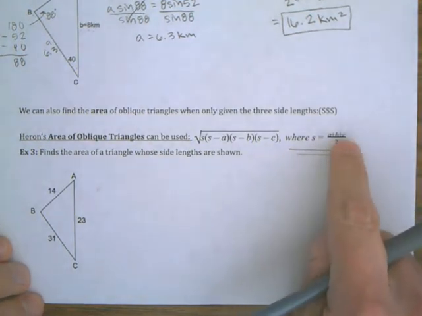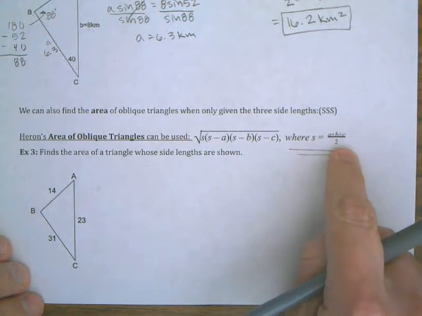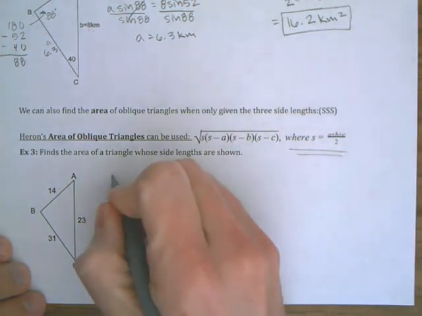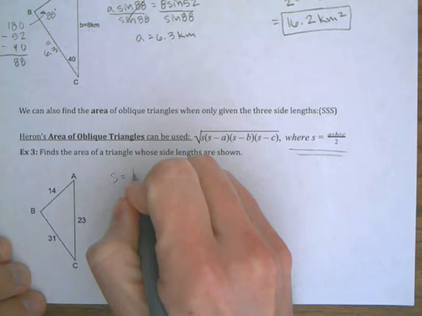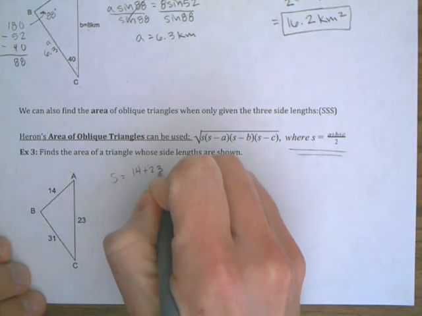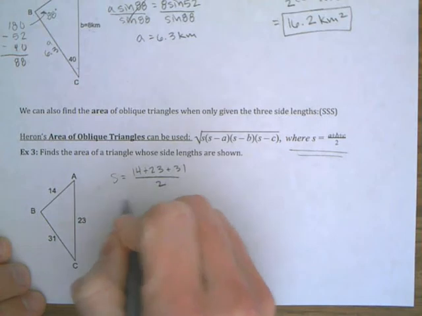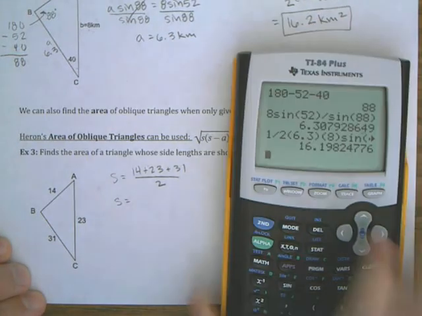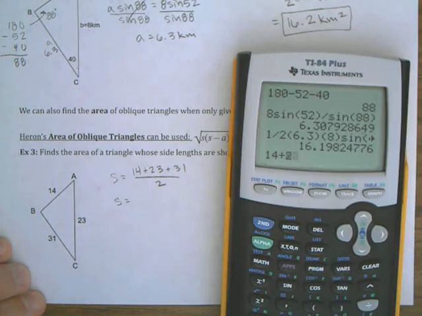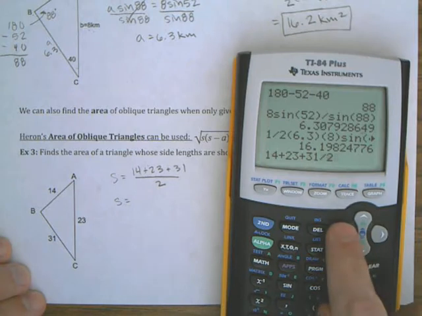So, this example, 14 plus 23 plus 31, all divided by 2. Whoops. You definitely want to calculate the sum first, then divide by 2. S equals 34.